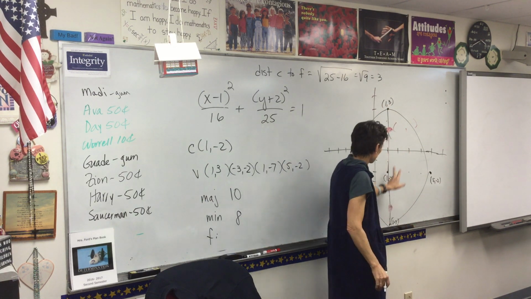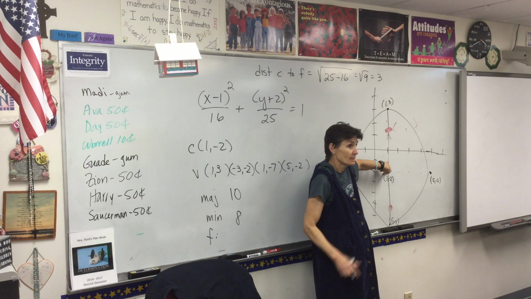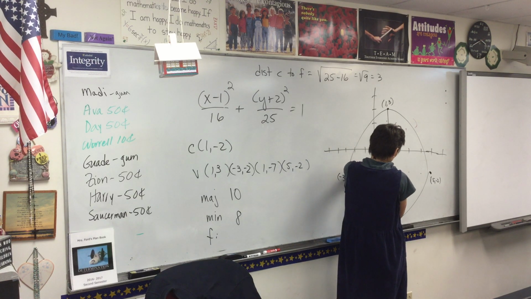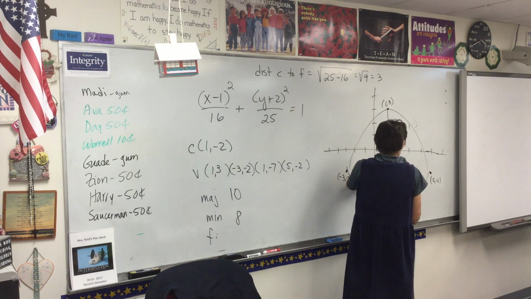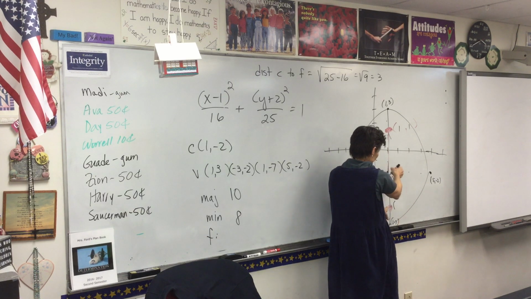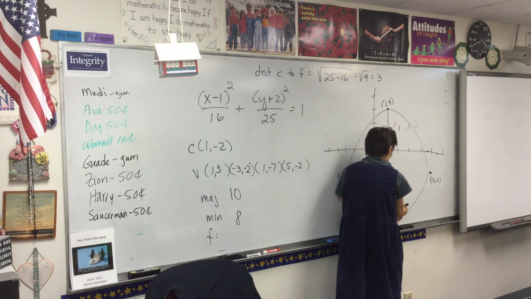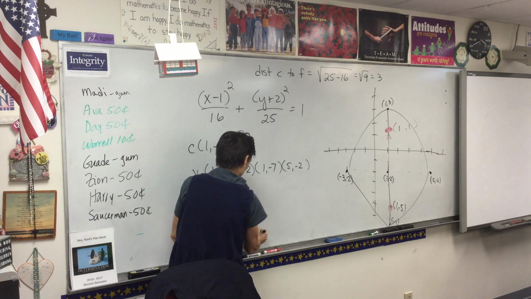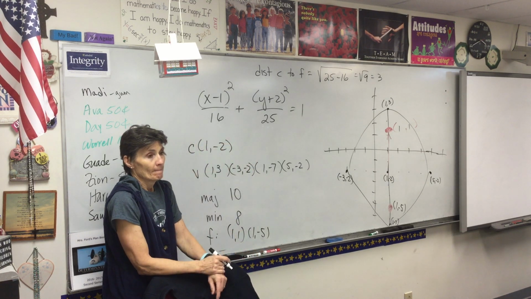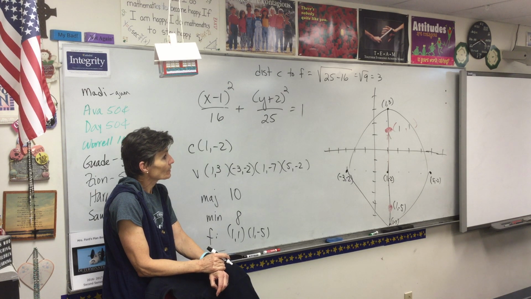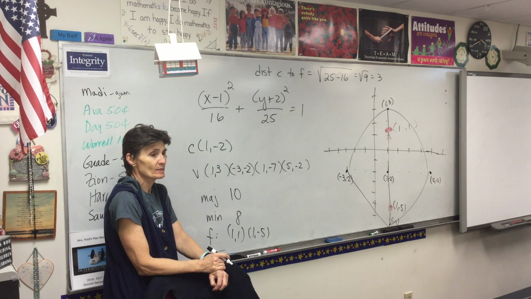So that means you're going to start right here, at the center, and you're going to go up 3. If you start here and you go up 3, where are you going to be? 1, 1. And then, to get the other one, you're simply going to go down 3. Where will you be if you go straight down 3 from the center? 1, -5. And those are your foci: 1, 1, and 1, -5. When you do the square root, you always do the bigger number minus the little one, otherwise you'll get imaginary numbers. We don't want eyes. It's always the big one minus the little one.